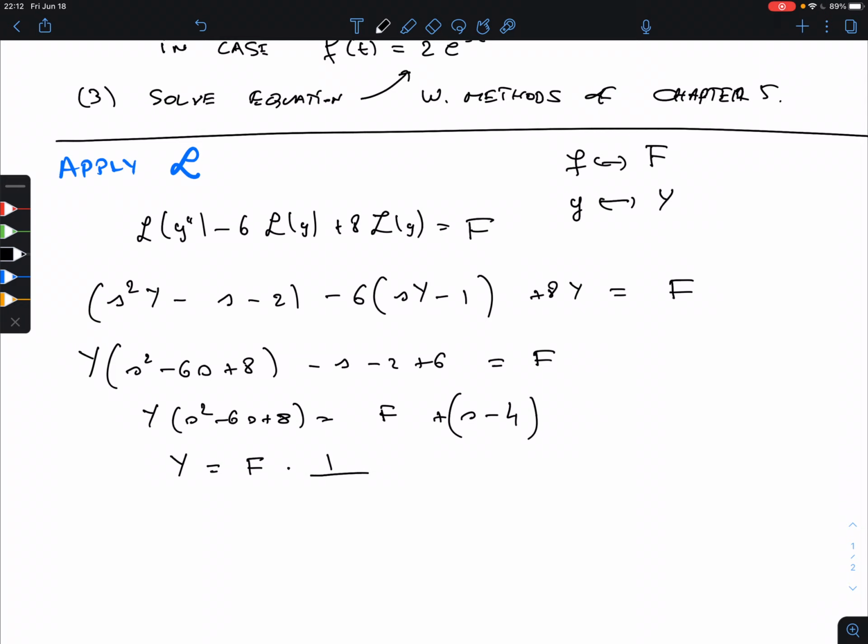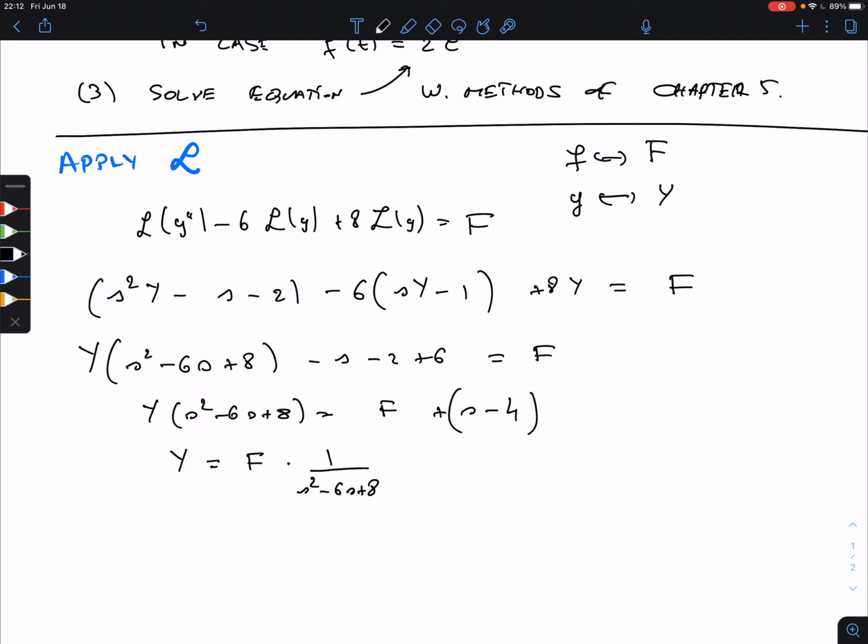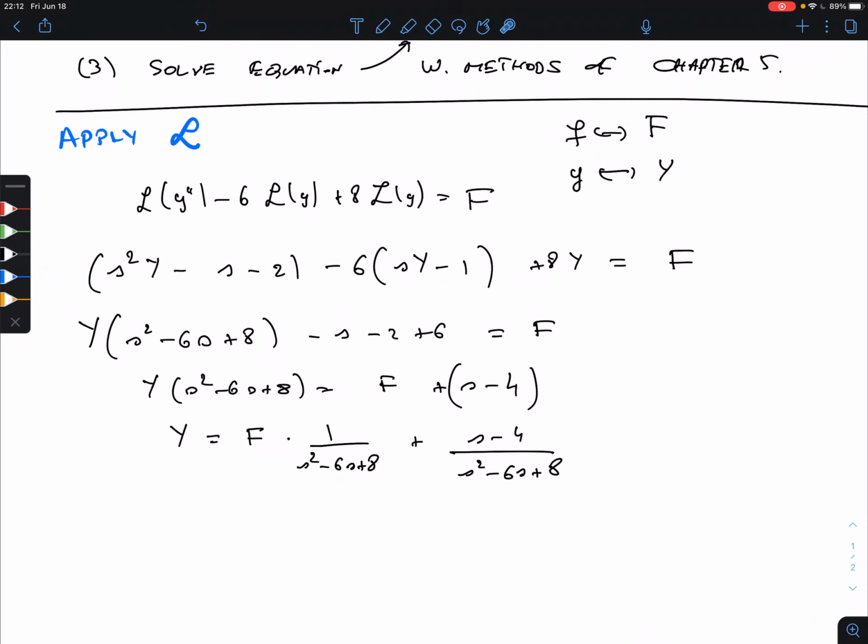For the first one, I'm going to write this as a product of F and the reciprocal of that polynomial, and the other term I really write as a fraction. Why do I do this? There are two different things I'm going to do. On this one, what's the next step? I take the inverse Laplace transform, so this is going to give me little y. What is this going to be? This is a product of two Laplace transforms. We don't know yet what the Laplace transform of F is, but we know that the product of two Laplace transforms is the Laplace transform of the convolution.